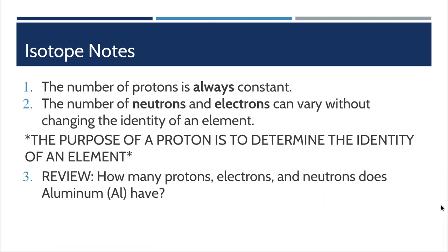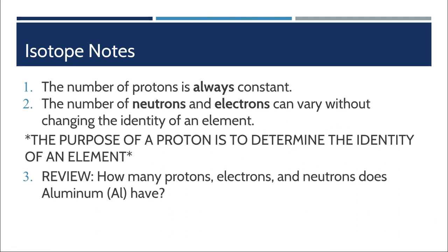Okay, everybody, so today we're going to talk about isotopes. Isotopes are when you have an element that has the same number of protons and electrons, but can have varying numbers of neutrons. There's a couple things I want to start with. The first one is that protons are always constant. The number of protons is always constant. This appears 3 times in your notes, because it's really important.